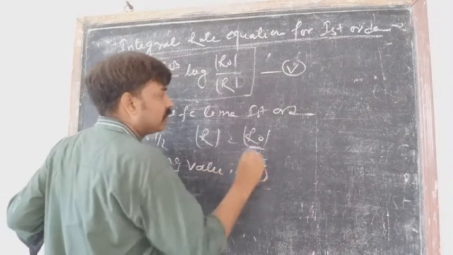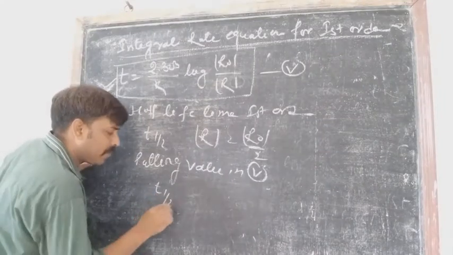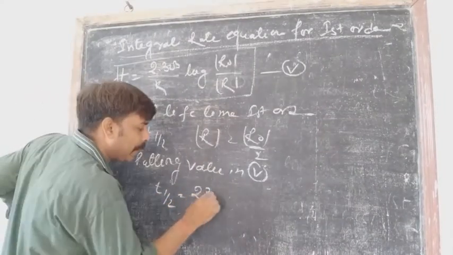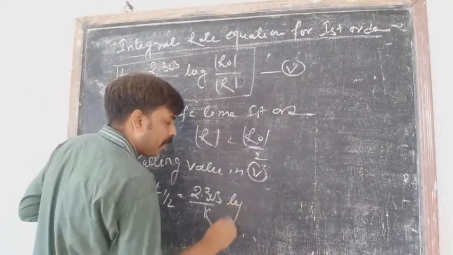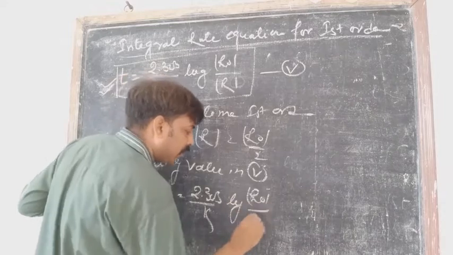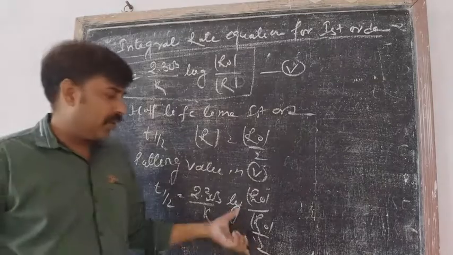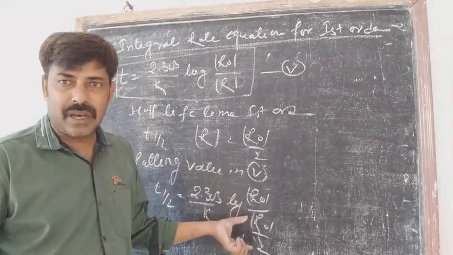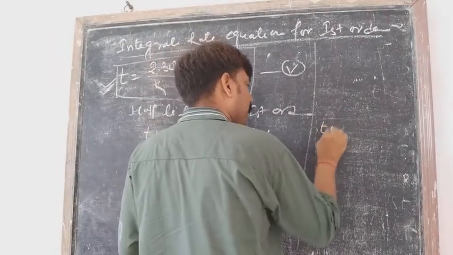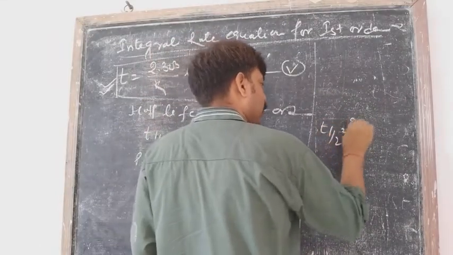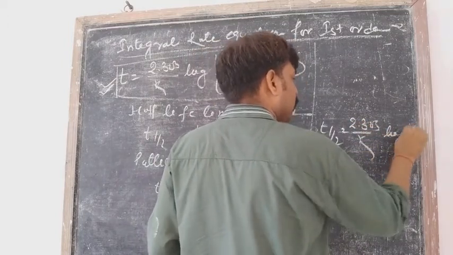Now when you put the value, it will be T half equal to 2.303 by K log concentration R naught by concentration R naught by 2. When you solve, R naught will be cancelled by R naught, and now you will get T half equal to 2.303 by K log 2.